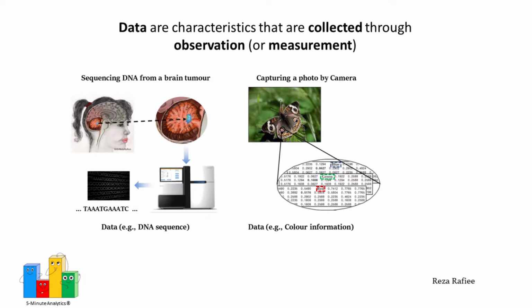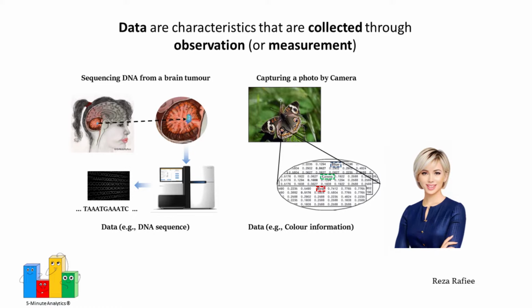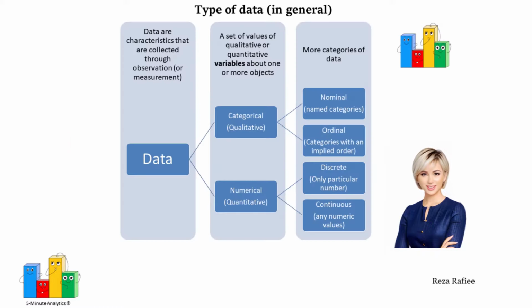As we all know, data are characteristics that are collected through observation or measurement, and to effectively analyze data, it's essential to understand the types of data you'll encounter. Data can broadly be categorized into two types, categorical and numerical. You'll learn which methods are best suited for visualizing or summarizing these types of data.